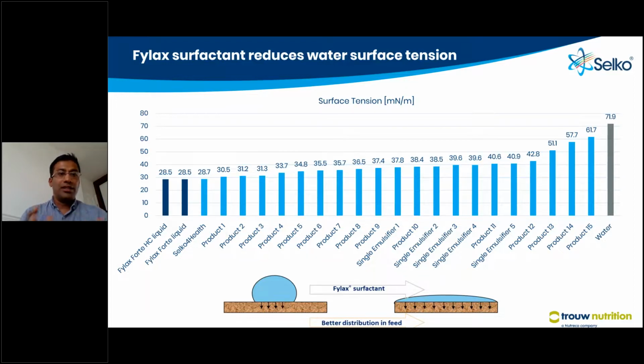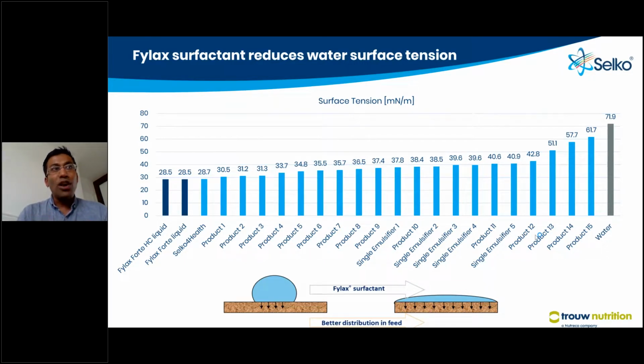The surfactants in Phylax Fort reduce water surface tension. What is water surface tension? If you look here at the bubble, this is, let's say, pure water. It is just not spreading, so it needs more energy to spread. Water has a very high surface tension, just pure water. That's why if you look at ponds or lakes, you see even a small insect can walk on top of the water. So it's a very strong force.